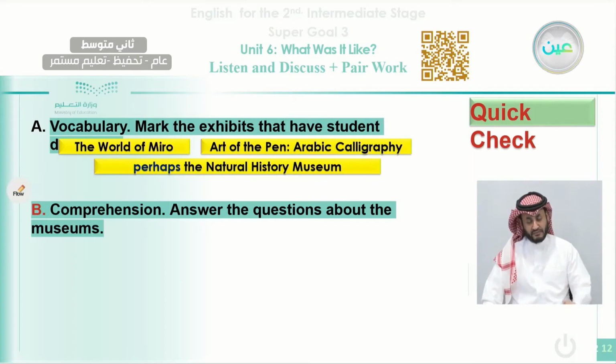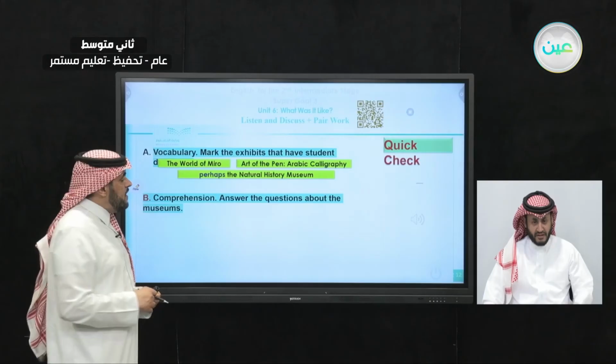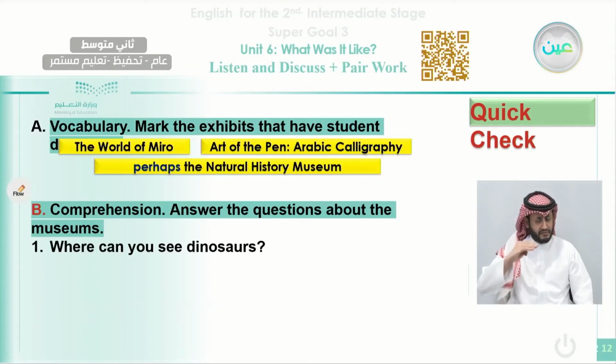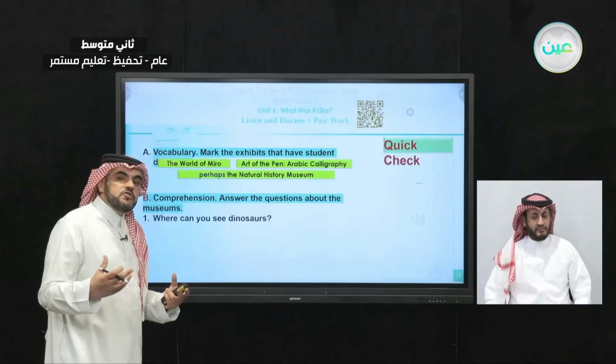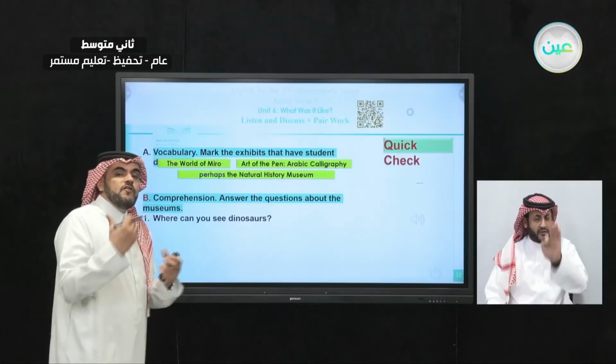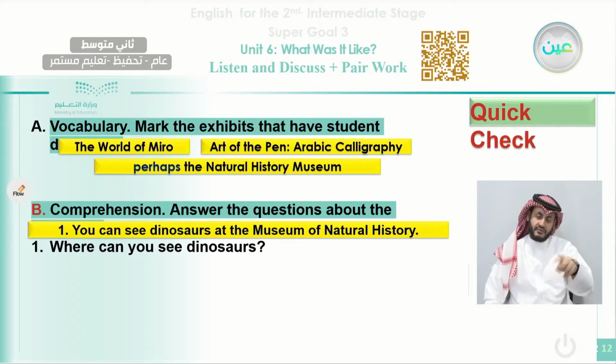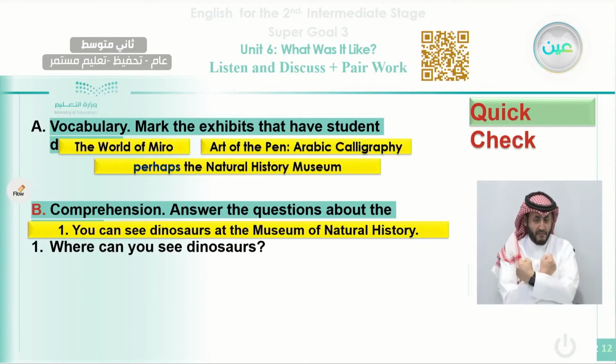And in exercise B, comprehension now. We will check your ability to understand what we have offered to you in these 4 slides, the previous 4 slides about the museums. Answer the questions about the museum. The first one here, where can you see dinosaurs? Okay, we talked about dinosaurs. Where can you see them? Which one of these 4 museums? That is in number 1. You can see dinosaurs at the Museum of Natural History.